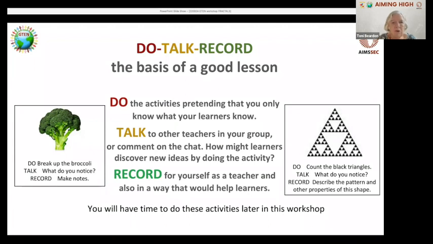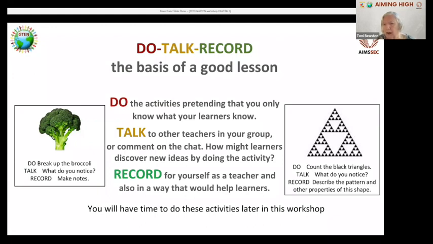But you start with a do, don't you? So for the broccoli, you break up the broccoli. And this is how we suggest a good lesson should start. Not with you talking and telling, but with an actual activity, with a few words from the teacher to get it started as possible. So here, the broccoli activity, you break up the broccoli, and then, as Caroline says, you talk about it and you make notes.